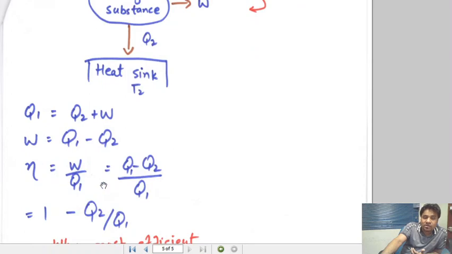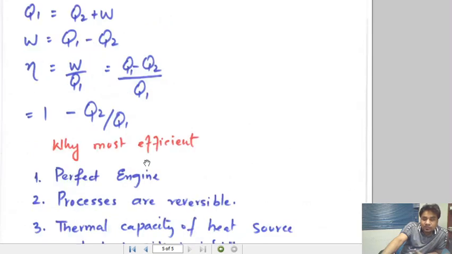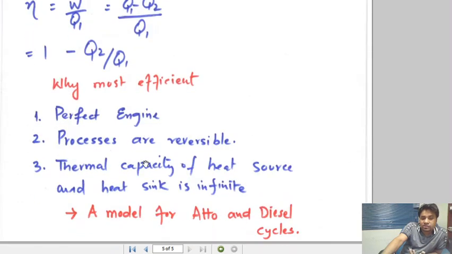So efficiency can also be written in terms of Q1 and Q2, which will be equal to W over Q1, and W is equal to Q1 minus Q2, divided by Q1, which is equal to 1 minus Q2 over Q1. So you can write the efficiency in terms of temperatures, but also in terms of the heat given and rejected by the system. So this is the most efficient engine in thermodynamics, and it is a perfect engine which is based on four reversible processes, and the thermal capacities of both the heat source and the heat sink in this case are infinite.